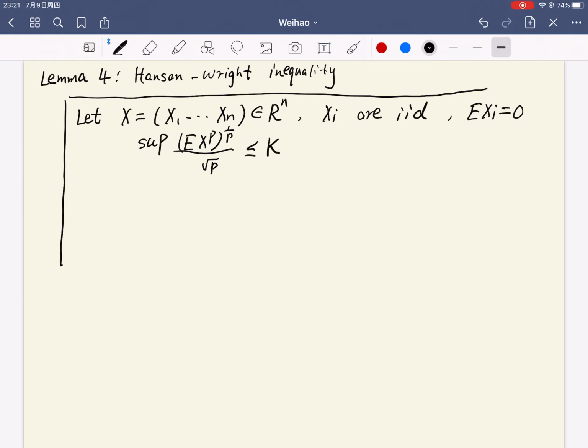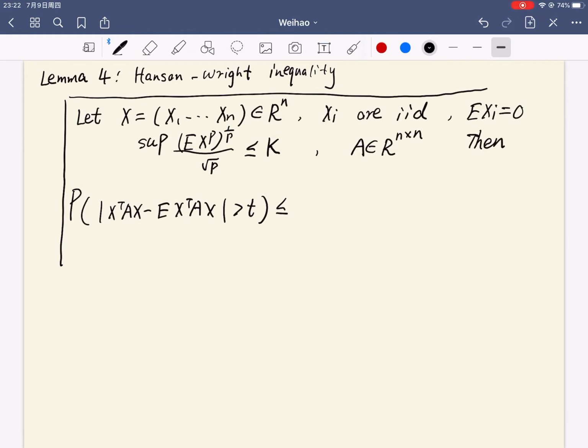For some positive constant k, then for a matrix of size n by n, we have the following inequality. The quadratic form concentrates to its mean, which has exponential decay for the tail probability.